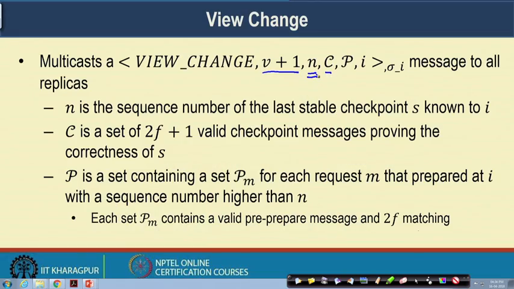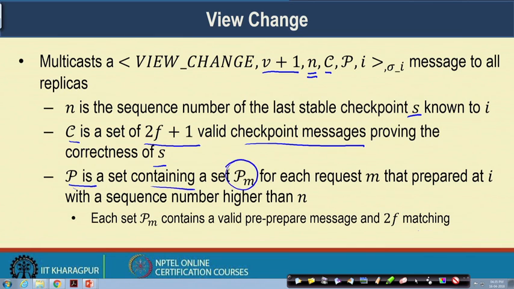This C is a set of 2f plus 1 valid checkpoint messages that prove the correctness of this n, the correctness of the checkpoint. So, it ensures that the last checkpoint that this particular node has is a correct checkpoint. That was based on the normal PBFT safety algorithm, so this ensures the safety criteria of the system. And this P is a set containing another set P_m for each request m that prepared at i with sequence number higher than n.